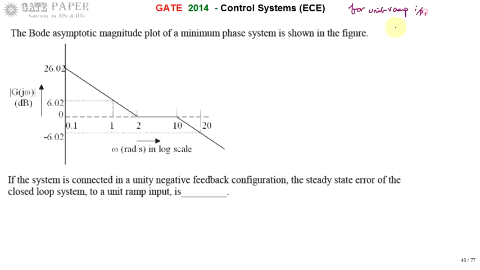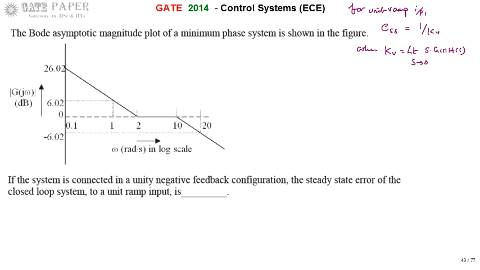For unit ramp input, steady state error ESS is equal to 1 by kV, where kV is the error coefficient. It is called the velocity error coefficient, which can be calculated using this equation: limit S tends to 0, S into G of S, H of S. So kV can be calculated in this way, and then if you have calculated kV, you can obtain the ESS for a unit ramp input.